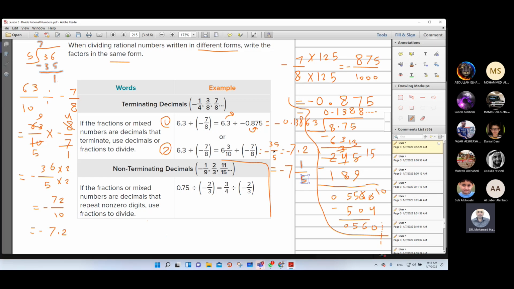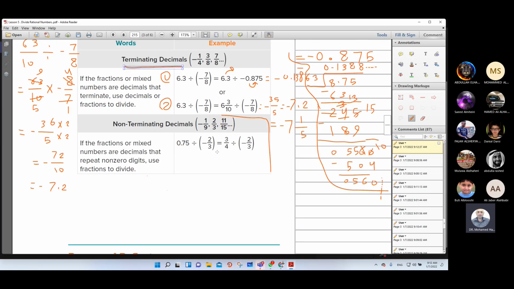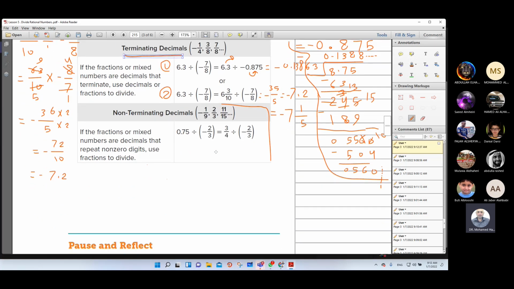So this is the answer as a fraction, this is the answer as a decimal, and this is the answer as a mixed number. So these are the two cases. Here we have a terminating decimal. In the second case, we have a non-terminating decimal, like negative 1 over 9, 2 over 3, 11 over 15, etc.